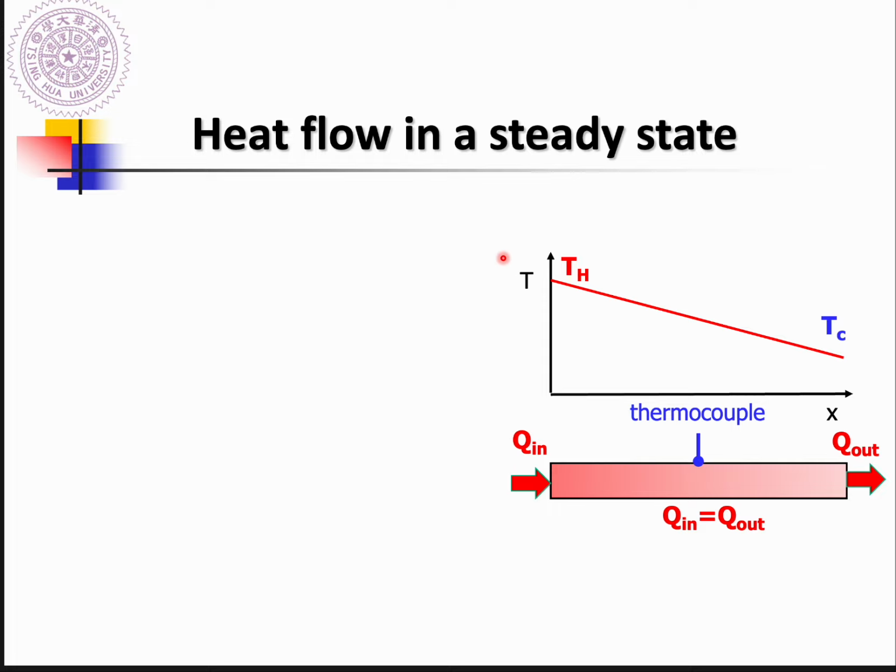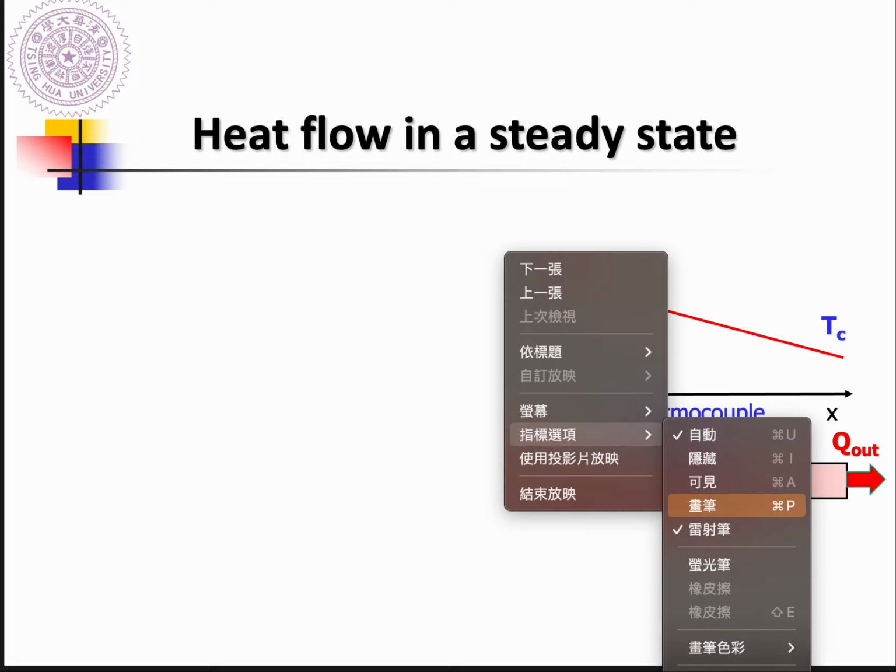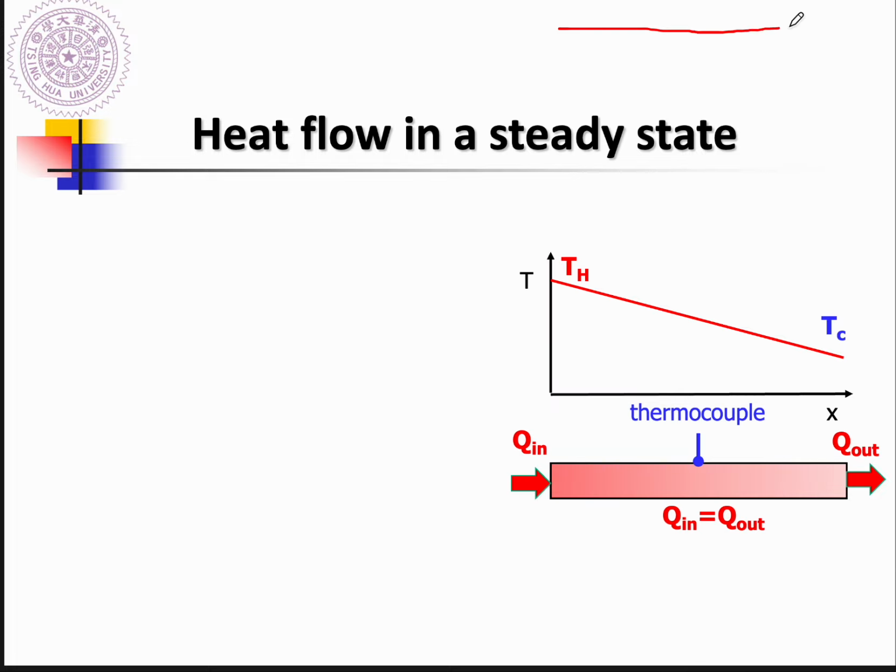In the beginning, if we have the same metal bar at room temperature and you try to draw the temperature as a function of location, you will definitely find this. This T is a state function, so the temperature does not change with time.